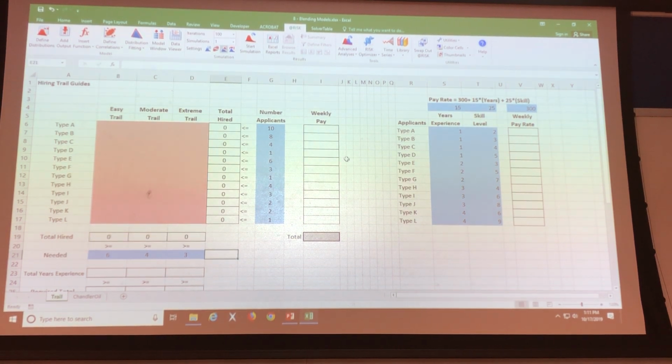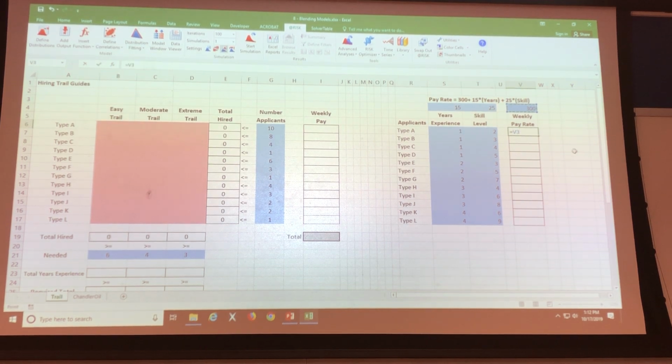All right, before we can do the weekly pay, we've got to do the weekly pay rate. And all that is a matter of getting that formula into this cell. That formula is they pay them $300 plus $15 for every year of experience plus $25 for every skill level. Those constants are right here, the 300, the 15, the 25. So basically we just have to get all this in here.